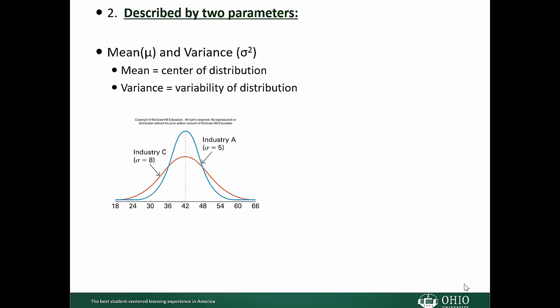This graph depicts the average age of employees at two industries. In this example, the means are the same, 42, but the standard deviations are different. Industry A has a standard deviation of 5, C has a standard deviation of 8. This means employees at Industry C have a wider spread of age. You can see that they have employees in their 20s all the way up to their 60s. However, Industry A has a much more narrow spread. The average age is still 42, but the majority of the employees are in their 30s and 40s.